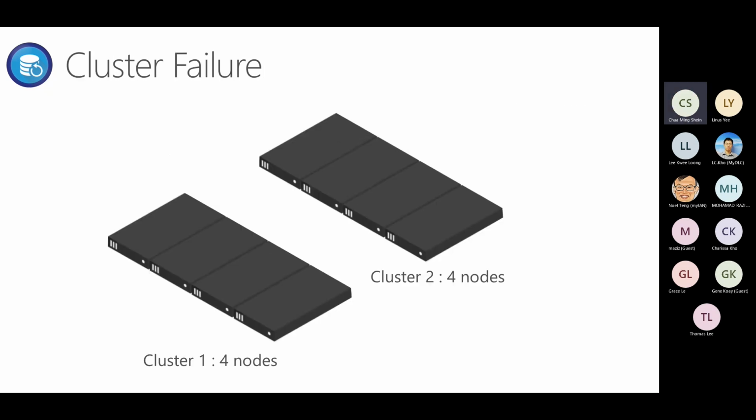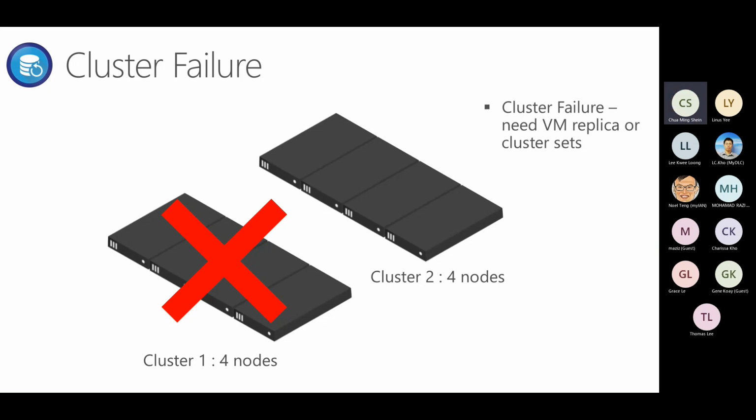Then we have the cluster failure. Here, for example, we have eight node servers, but they are not under one cluster; they are separated. Cluster 1 is built of four-node Azure Stack HCI, and cluster 2 is another four nodes. Let's say one of the clusters fails. What can you do to help yourself? For cluster failure, we need VM replica or maybe cluster sets as the method for your disaster recovery.